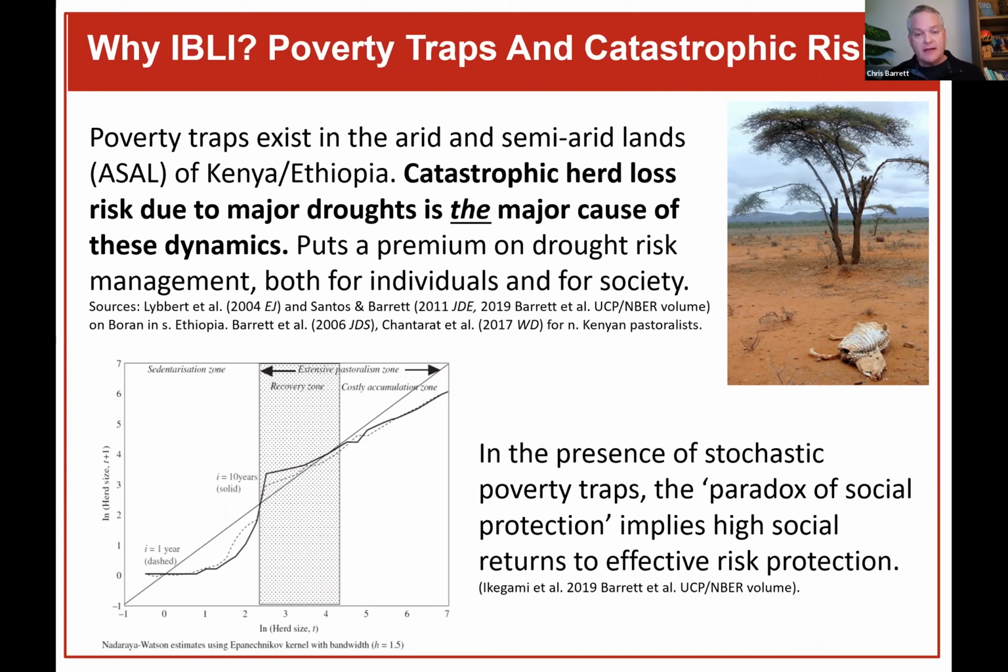Now, the presence of stochastic poverty trap, a poverty trap based off of risk exposure and the realizations of catastrophic events, this gives rise to something that my co-authors and I refer to as the paradox of social protection. And that is the paradox that we try to prioritize social protection for the poorest in society, but if we fail to provide insurance against catastrophic loss to those who are, if you will, the middle class of society, as those with migratory herds commonly are in these regions of the arid and semi-arid lands, if we fail to provide insurance against catastrophic loss, then those folks cease to be viably non-poor.